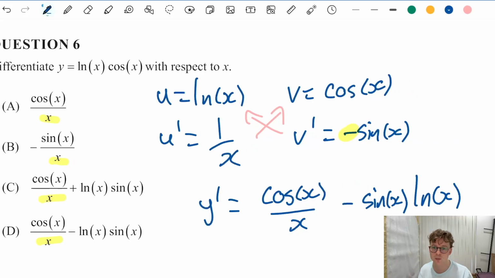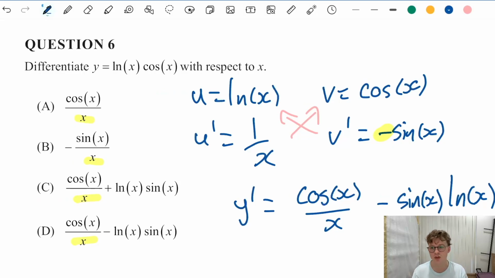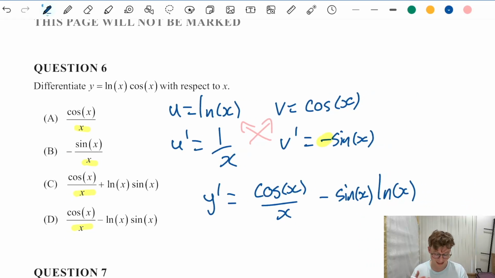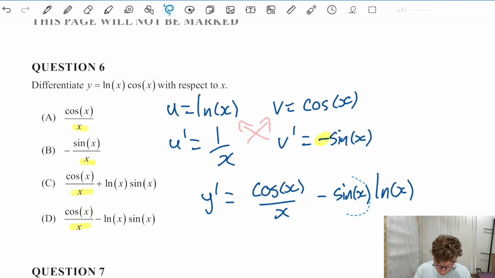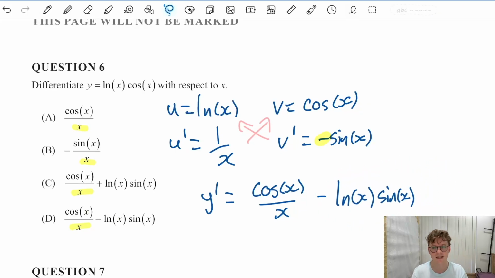Your order here is not super important. If we look at my multiple choice options, you can see all of them put the natural log part first. I'm just going to grab this so we can see which one is our answer a little bit easier. But again, the order is not super important. They both mean the exact same thing. And we can see, just looking at my question, my answer is going to be D.